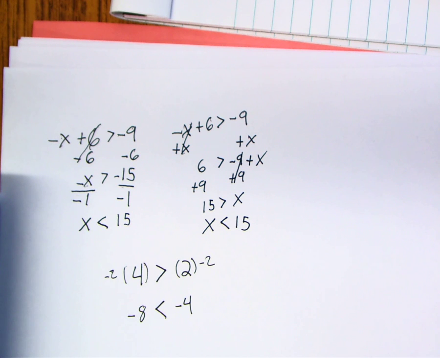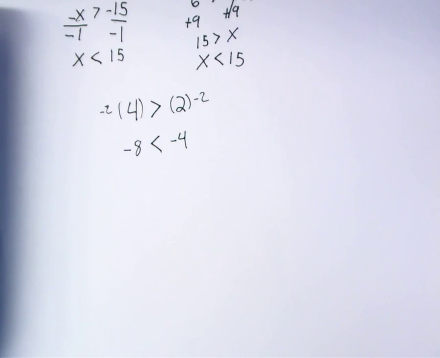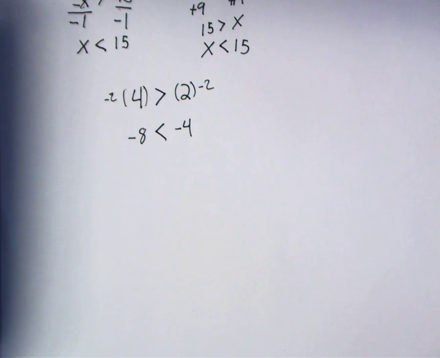Negative 4 is going to be bigger than negative 8 on our number line. So in this case, since we multiplied by a negative, we had to switch the sign. And that's going to be a major thing that's going to follow us through the rest of our inequalities. All right, let's practice one more here.